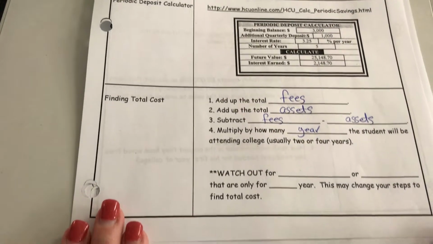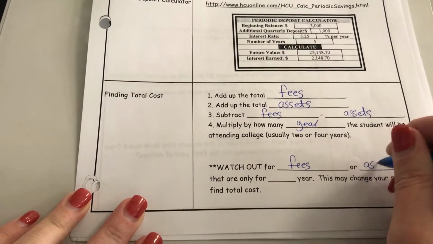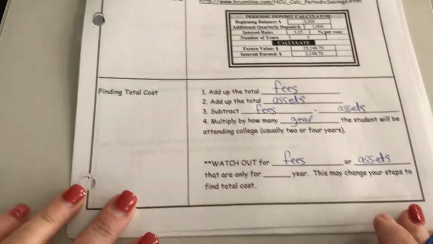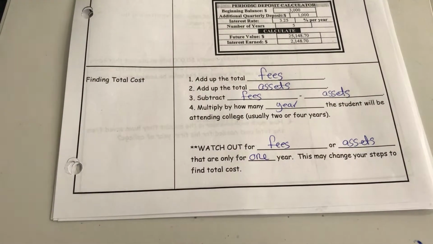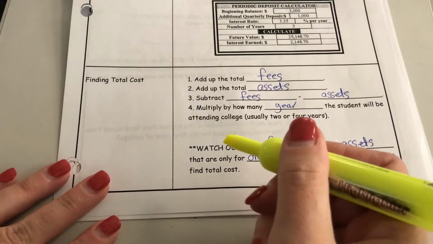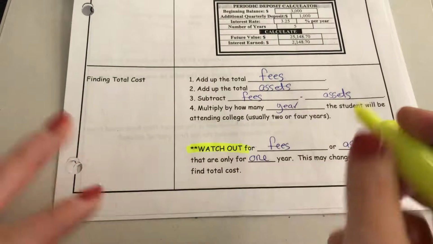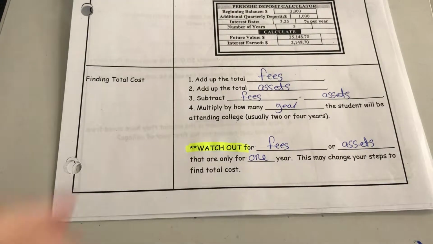Okay. Watch out for fees or assets that are only for 1 year. They may change your step in the final cost, okay? So you want to watch out for this. What will happen is you might have a scholarship for 1 year, but you're going to attend a 4-year university, okay? So we can only use that scholarship for year 1. Then we have to recalculate for years 2, 3, and 4, okay? All right, here we go.